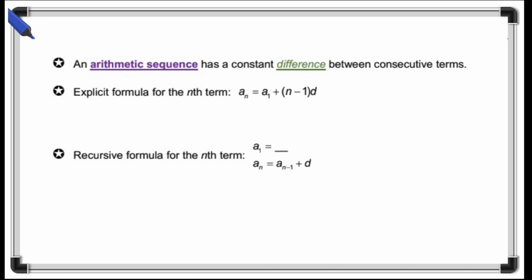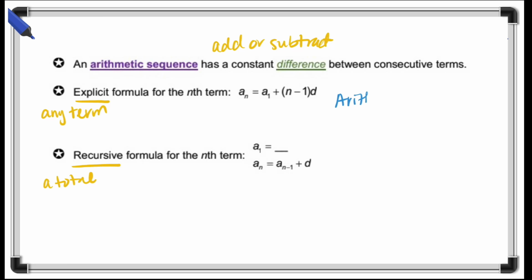So an arithmetic sequence has a constant difference between its terms. What that really means is we are going to either add or subtract that same number each time. When you look at explicit and recursive formulas, remember that explicit is to find any term and recursive is to find a total.